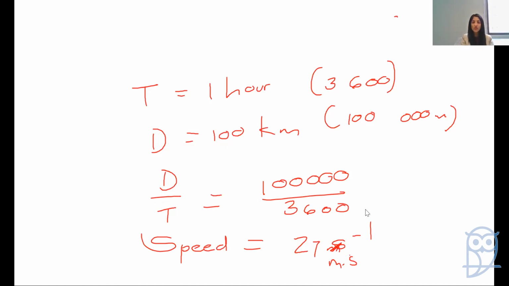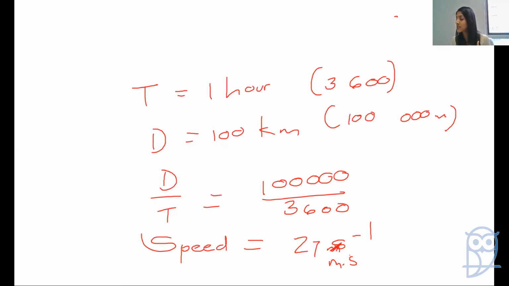The next question says, how far did they travel in total? So looking at your graph, if you look at the distance part of your axis, it will tell you exactly how far they traveled. They traveled a distance of 200 kilometers. Number 12, what was the average speed of the train?